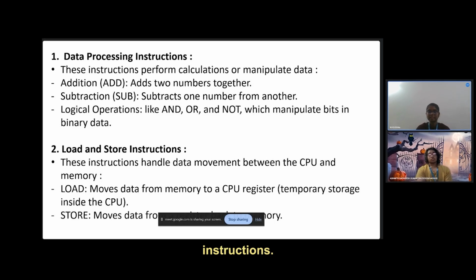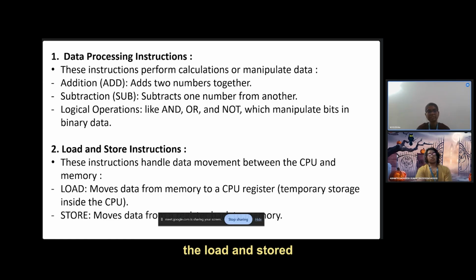Data processing instructions. These instructions perform calculation on data or they manipulate data. Now this add instruction adds two numbers together. Sub instruction subtracts one number from the other, and the logical operators like the AND, OR, and NOT will perform the logical operations on binary data, and they operate on this binary data bitwise.